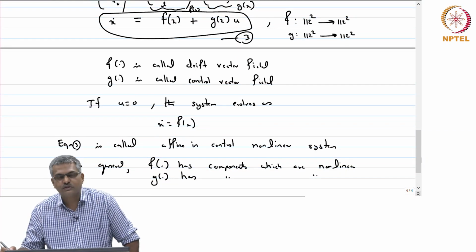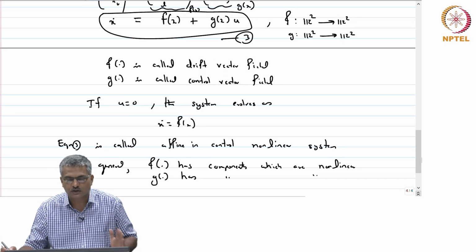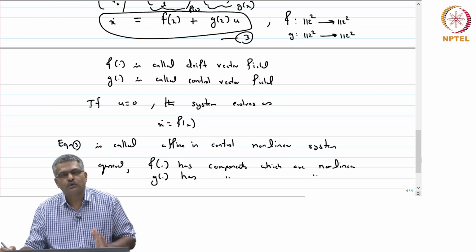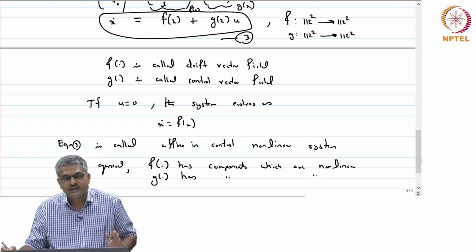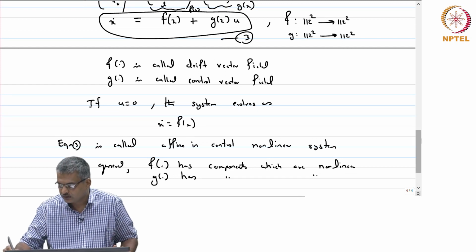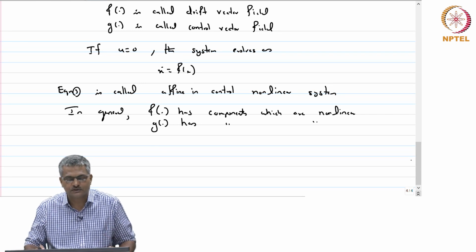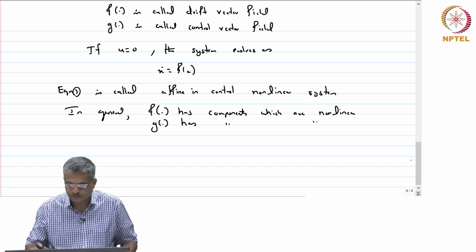The only difference between these two vector fields is that one of them is associated with the control, and the other is not associated with the control. So, we call the one which is associated with the control the control vector field, and the one not associated with control the drift vector field. Most nonlinear systems can be expressed in this form. I make no claim that all nonlinear systems can be put in this form, but most nonlinear systems can be cast in this form. What is this form? Affine in control nonlinear system.